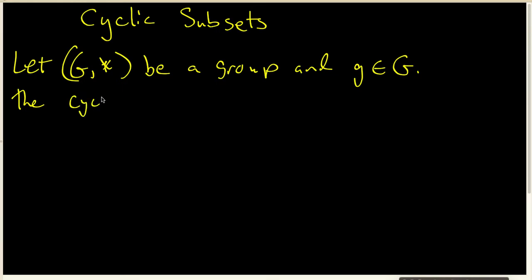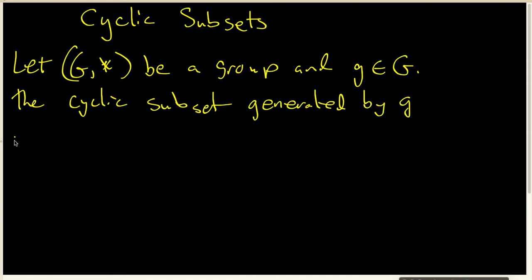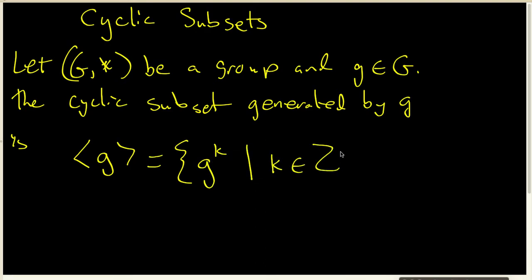The cyclic subset generated by g is first of all written g inside these angle brackets, and it is defined to be the set of all powers. So it's g to the k, where k is any integer. Now this is the multiplicative version of what a cyclic subset is. So that's the phrase that we are defining here.